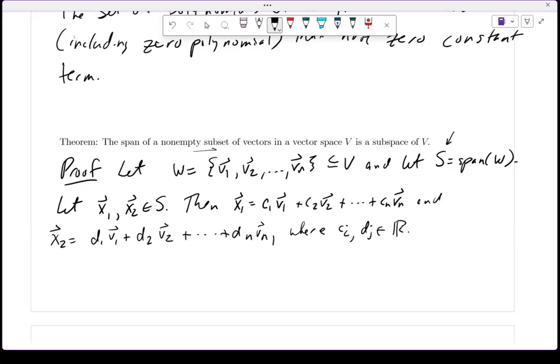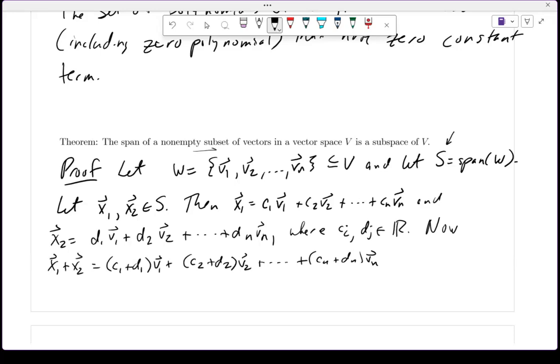What do we want to do with these two vectors? Add them up, right? Add them and show that it's back in S again, correct? So when you add x1 plus x2, what do you get? What's the coefficient going to be on the v1? Yeah, the c1 plus d1. And on the v2, it'll be c2 plus d2, good. And all the way until we get to cn plus dn.